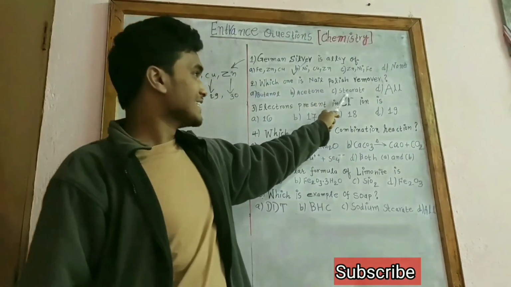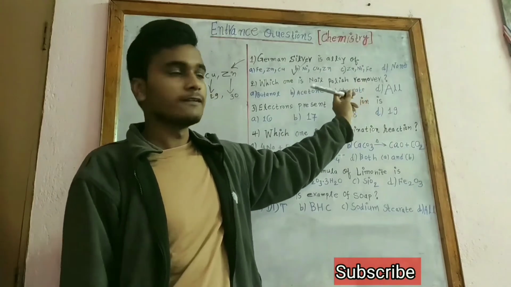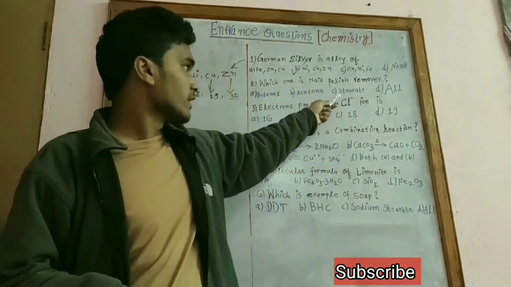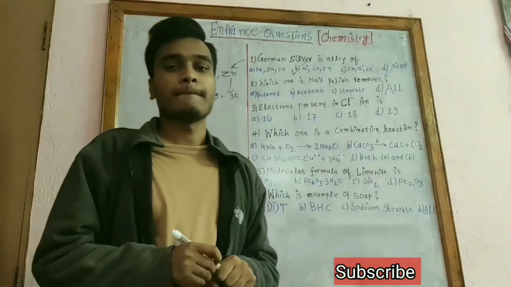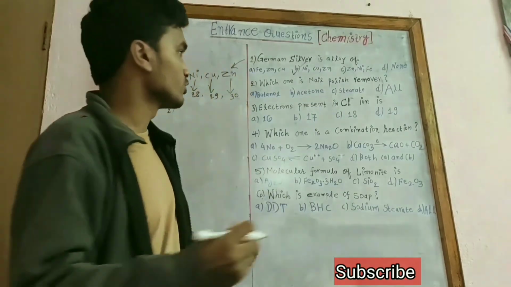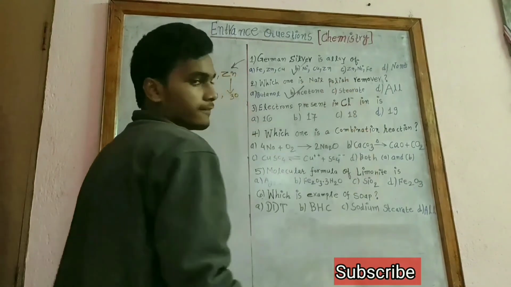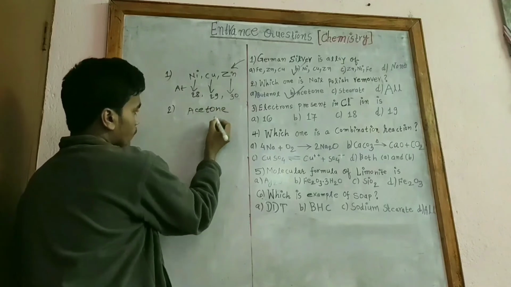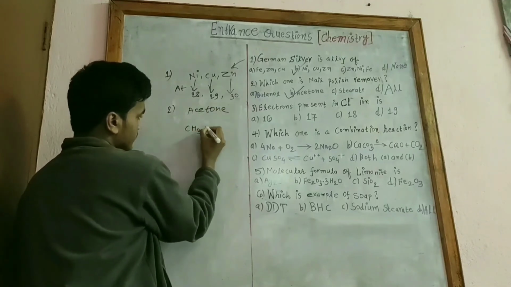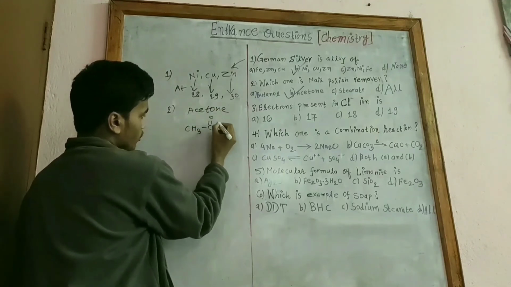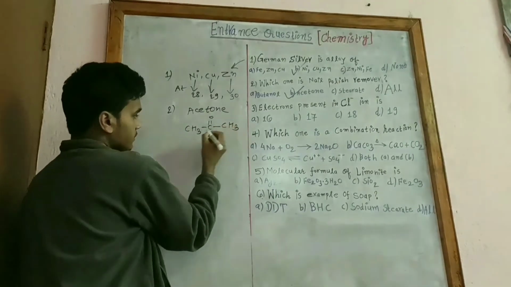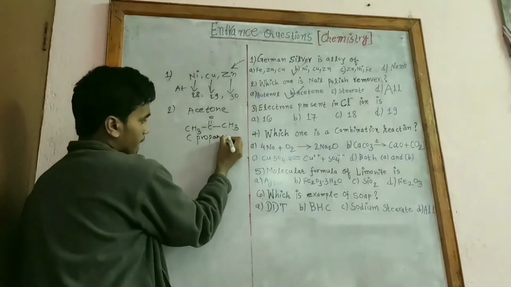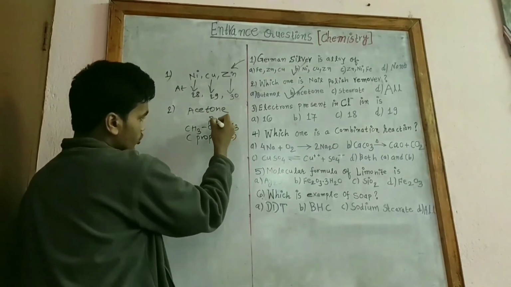Which one is used as nail polish remover? Butanol, acetone, stearate and all. Alcohol cannot be used as nail polish remover and salt cannot be used as nail polish remover. Now the answer is B, acetone. The molecular formula is CH3, C double bond O, CH3, also known as propanone. It contains a ketone group.